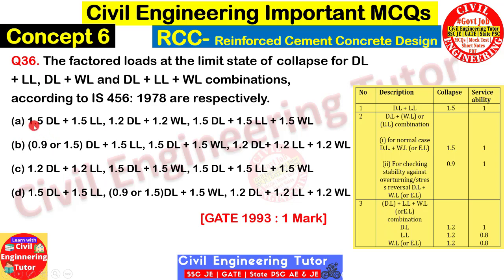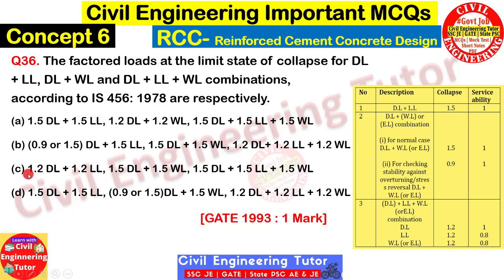So we'll see one by one. At first, dead load and live load 1.5. So this is correct. Now this one is not correct: 1.2 dead load plus 1.2 wind load, because 1.2 is only considered when all the 3 loadings are acting together, not just 2. So this will obviously be cancelled out, and A will not be the correct answer. Now coming to B, 0.9 or 1.5 dead load plus 1.5 live load. When dead load and live load are acting simultaneously, the multiplication factor is 1.5. So obviously this option is also not correct.